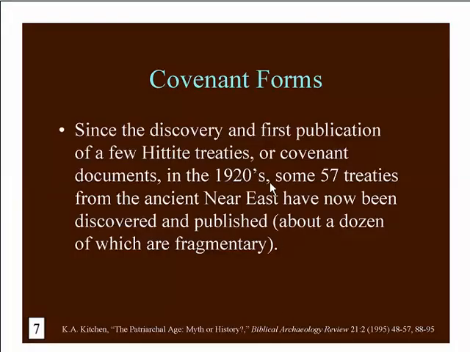Now another huge support for Mosaic authorship, now we're talking about positive evidence, not just talking negatively about somebody else's position. Now we're coming up with positive information or evidence for Mosaic authorship. One is with regards to covenant forms. What we've discovered from antiquity are examples of covenant forms that come out of Hittite treaties, covenant documents that date way back in the history of the ancient Near East.